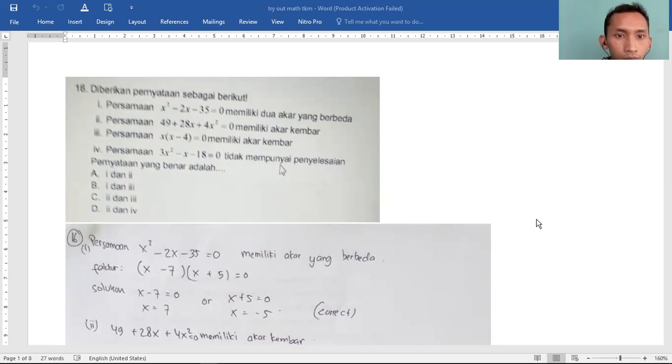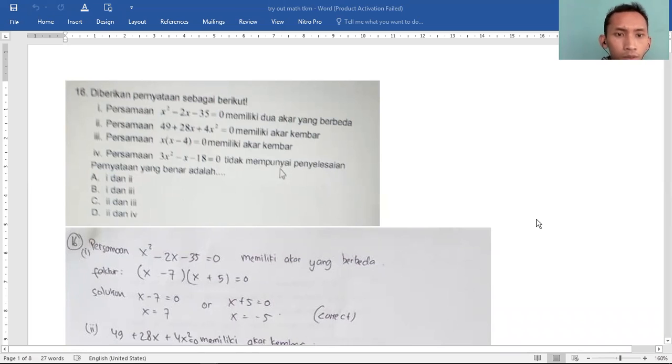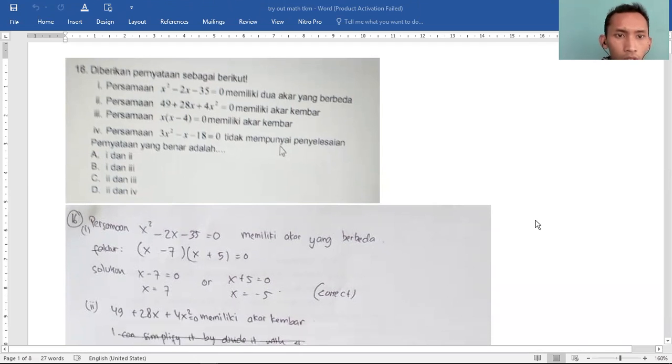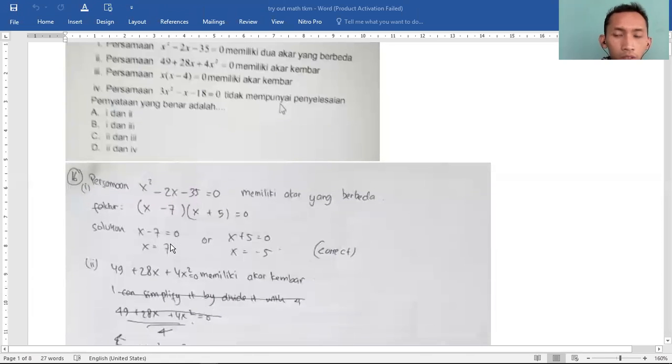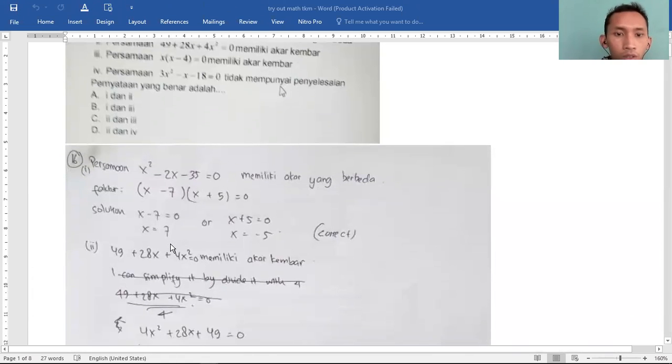For number 16, you have four equations and you have to check which one is correct. This is the first statement: x squared minus 2x minus 35 equal to 0. I'm sure that you can find the factors by factorizing the equation. From minus 35, it is minus 7 and 5. So this is the solution.